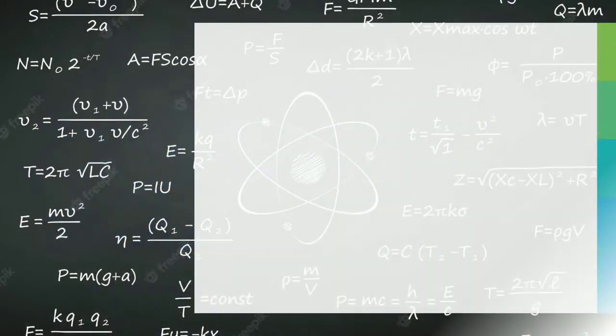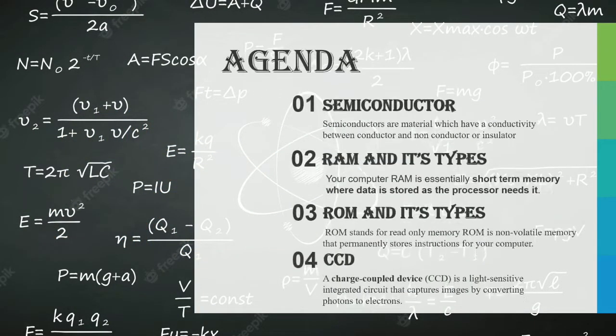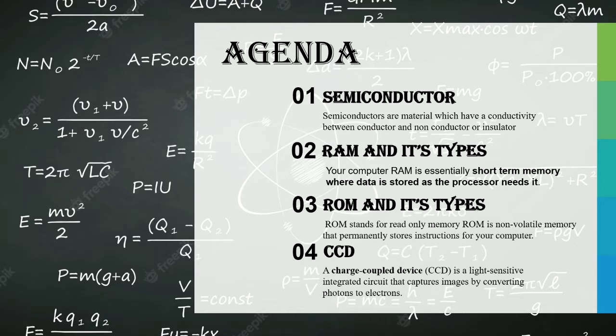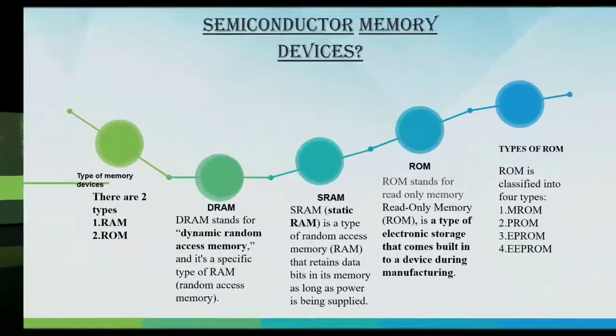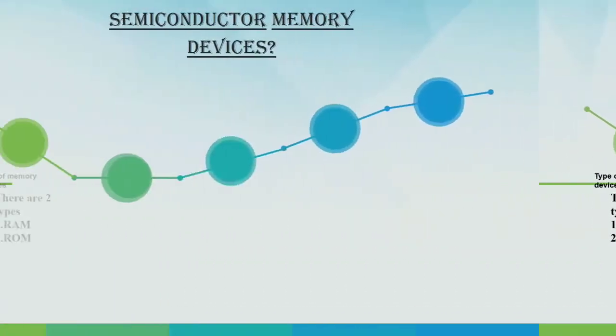Hello everyone. In today's class, we are going to discuss semiconductors, RAM and its types, ROM and its types, and CCD. First of all, what are semiconductor memory devices? Semiconductors are materials which have a conductivity between conductors and non-conductors or insulators. Let's get started. This is the outline of our whole presentation.